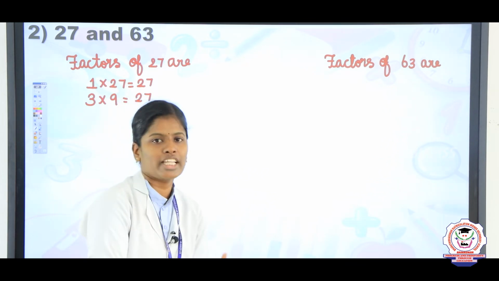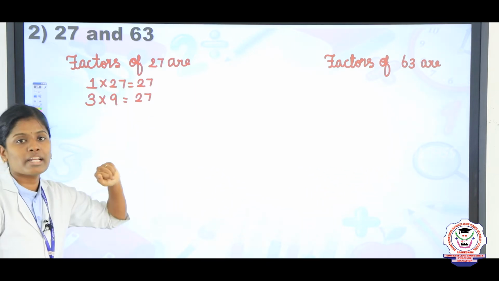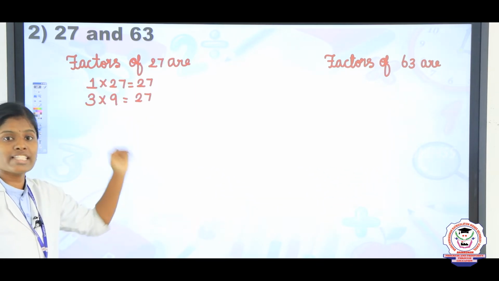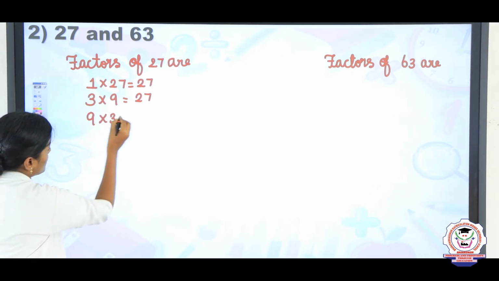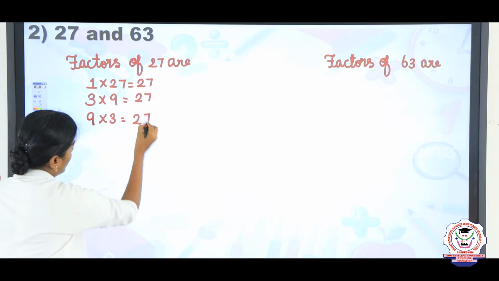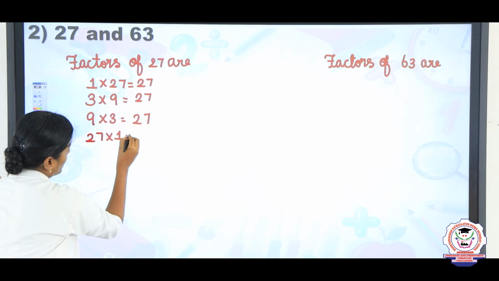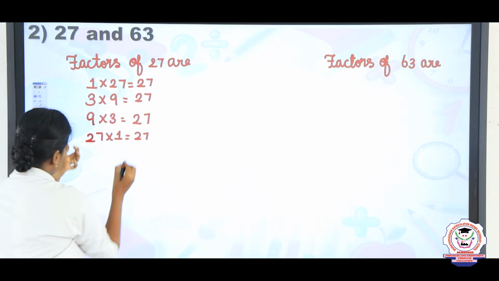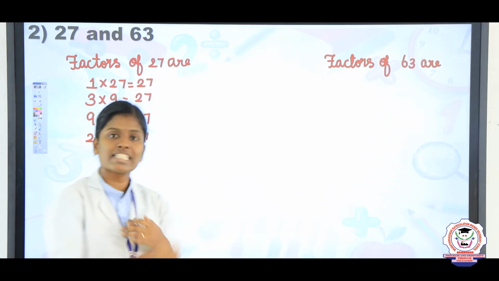Next we are going to check the 9 table. So 9 table of 27. Yes, how many times? 9 3s are 27. So write the answer, 9 3s are 27 and next 27 1s are 27. 27 1s are 27. Next we are going to find the factors of 63.